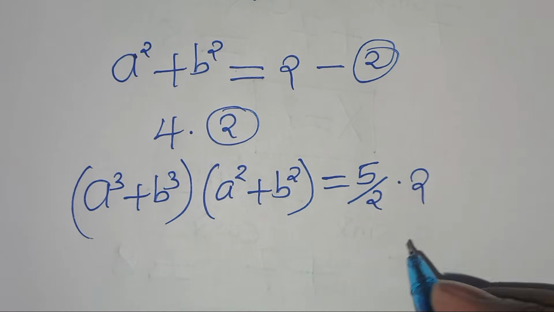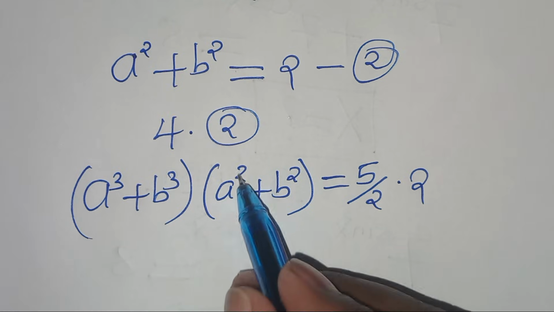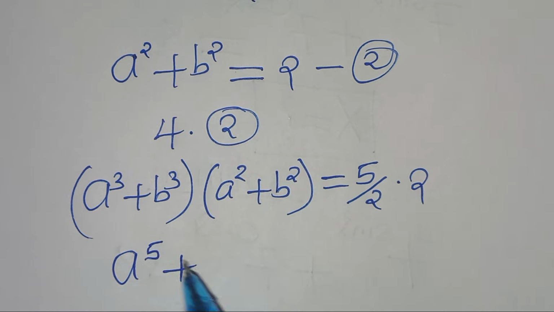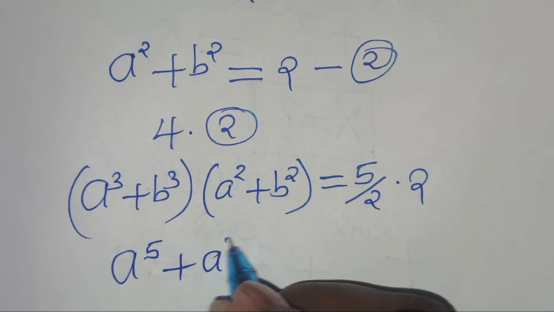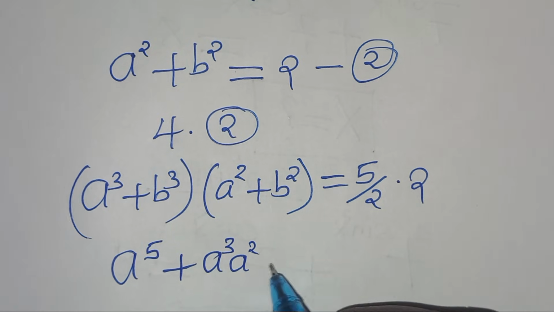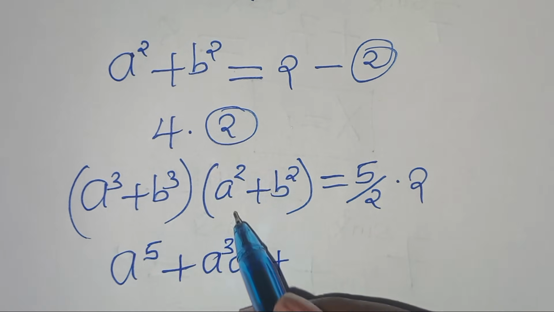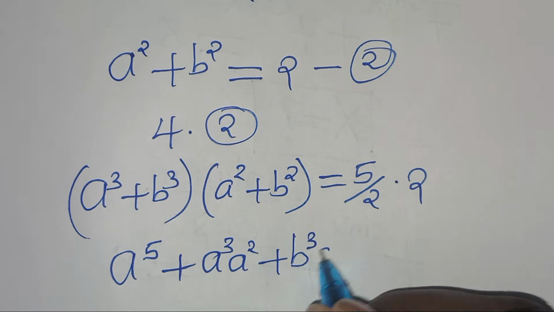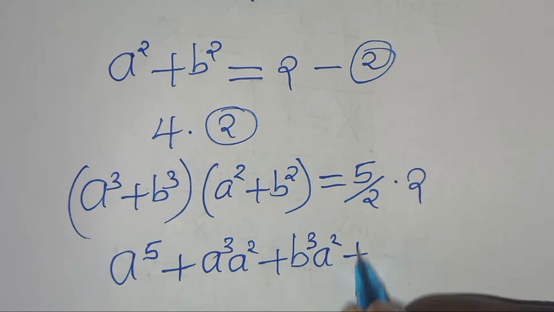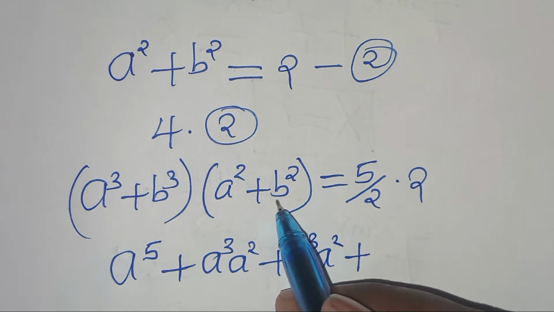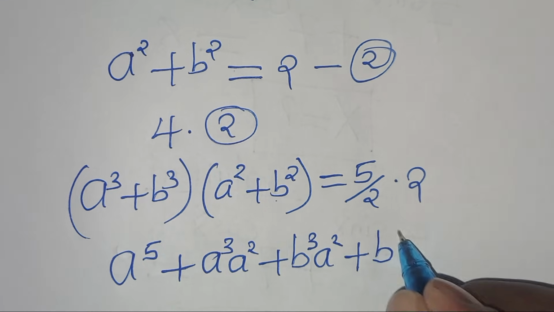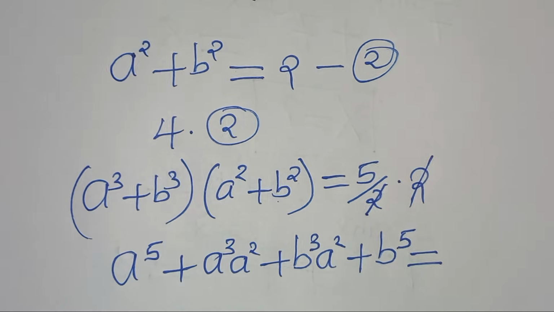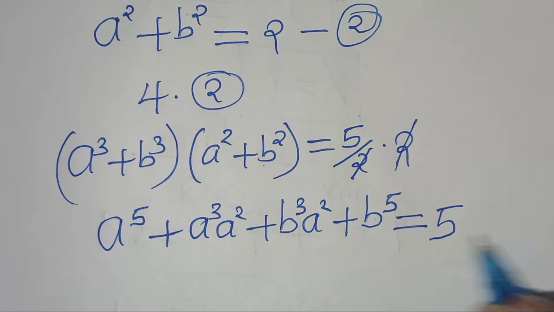Now, we have a³ times a², this is a⁵, then plus a³ times b², then plus b³ times a², then plus b³ times b², this is b⁵. This is equal to 5/2 times 2, and 2 simplifies. So this is equal to 5.